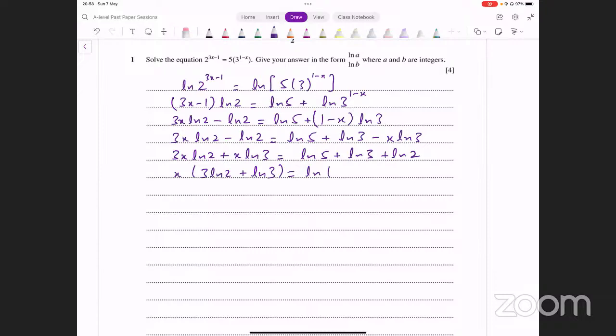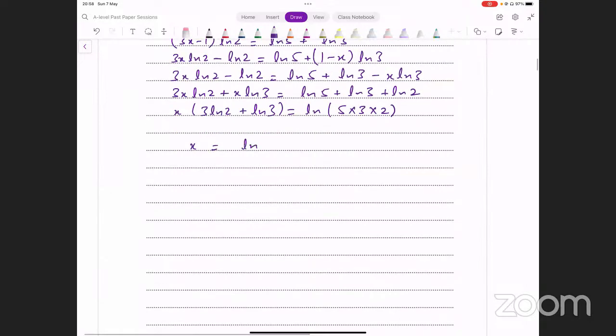It's going to become 5 multiplied by 3 multiplied by 2 inside like this. Now, let's take this thing to the other side and divide there and see what that gives us. In the numerator, we have 15 into 2, that's 30. ln 30. In the denominator, we have 3 ln 2 plus ln 3.